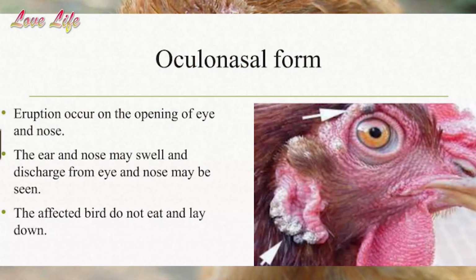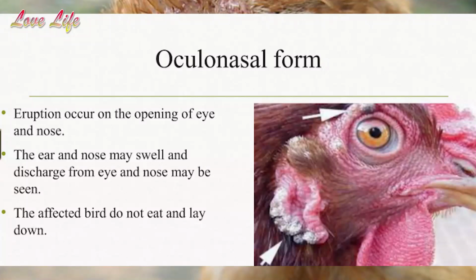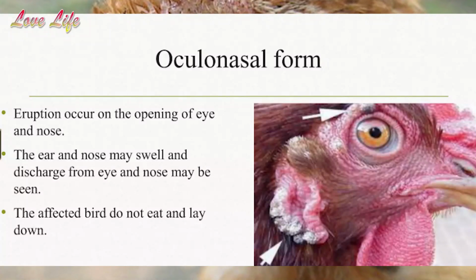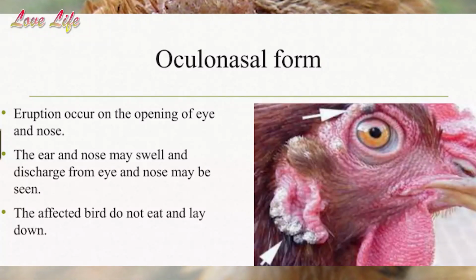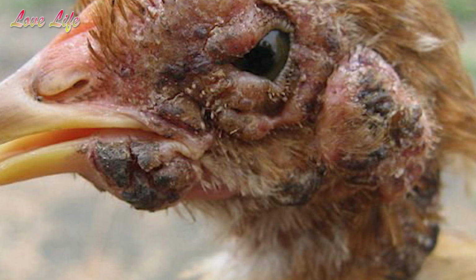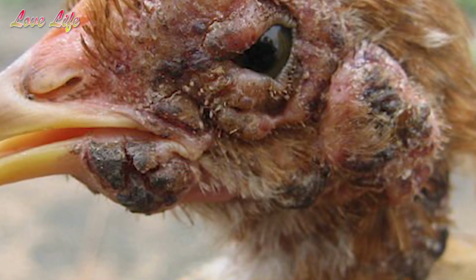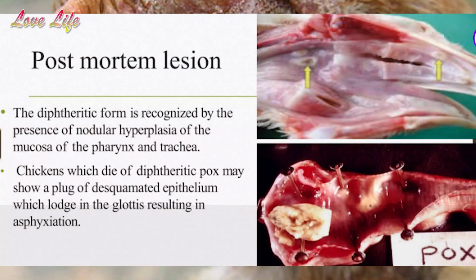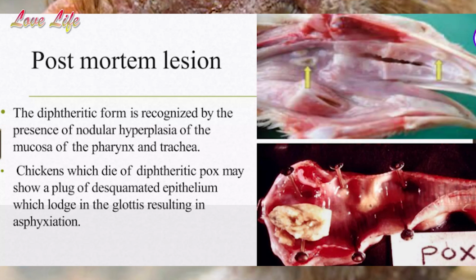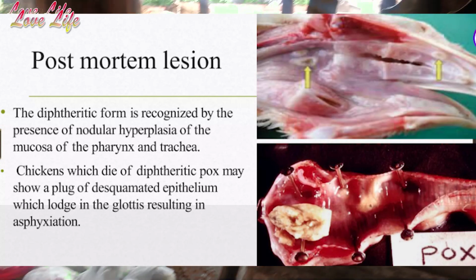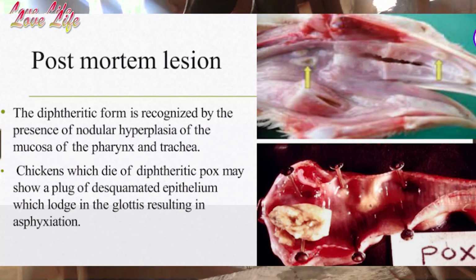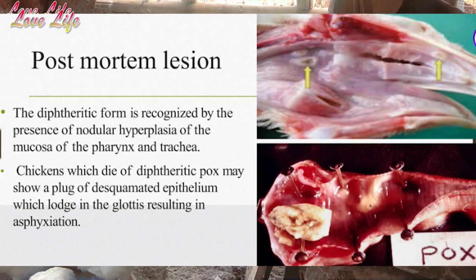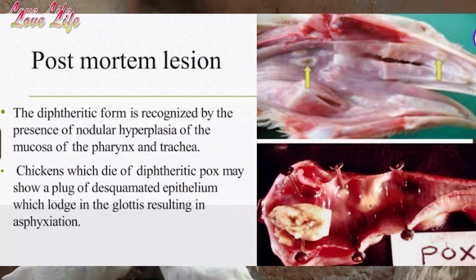In the cutaneous lesions, you will observe papules, which are light-colored nodules, and then the vesicles and pustules, which are raised and commonly yellow. Now, in the diphtheric lesions, you will observe buff to yellow plaques on mucous membranes in the mouth, esophagus, and upper respiratory tract. Also, occlusion of the trachea and death due to asphyxiation.